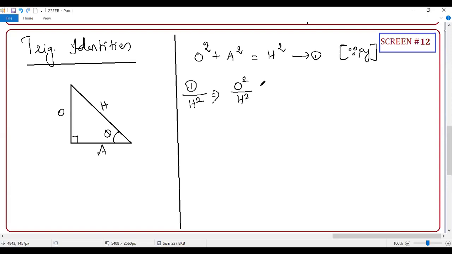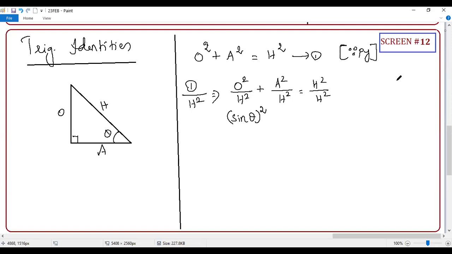But what does it say? If you want to divide one value, you have to divide all the terms with it. So can you tell me what you are getting, student? O by H. What is O by H? Opposite side by hypotenuse, sine. But as usual, you should not say simply sine. Always use theta. Sine theta.